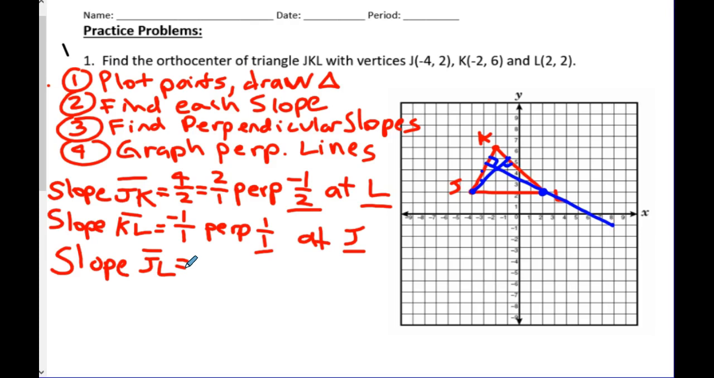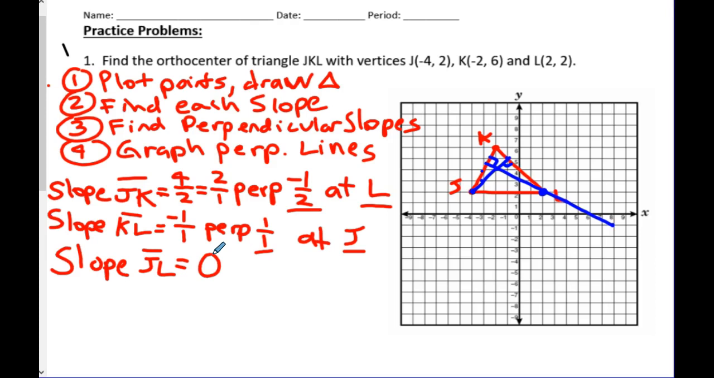What's the slope of a horizontal line? 0, right? Because it doesn't rise, and it just runs. So the slope of JL is 0. Now, some people get confused, and they think, oh, it's undefined. So let me tell you the difference. Because vertical and horizontal, one's 0, one's undefined. So here's how you know.